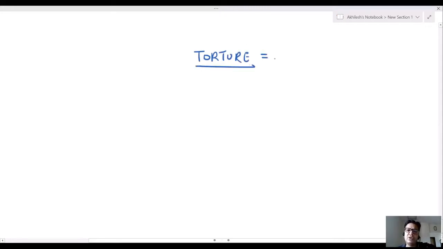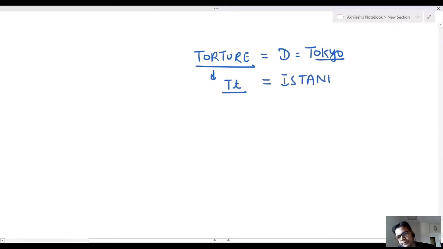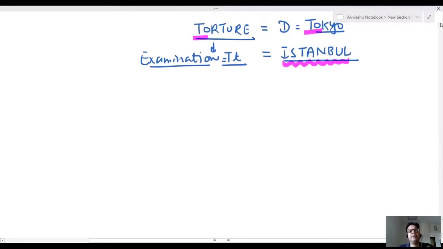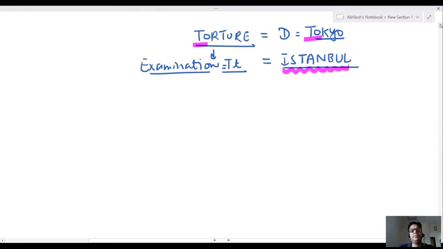Torture was first defined in Tokyo, D for definition. And for torture patient treatment, examination of a torture patient was given in Istanbul. So you can remember, it's a very simple trick: T for torture, T for Tokyo. Treatment or examination of a torture patient is Istanbul.